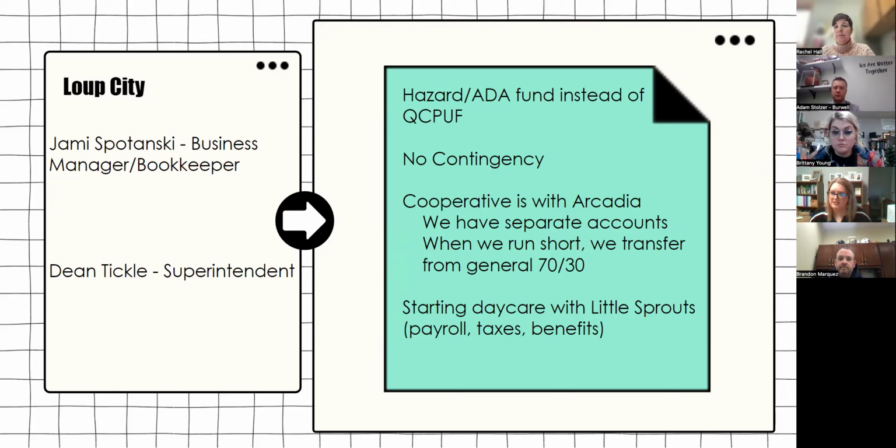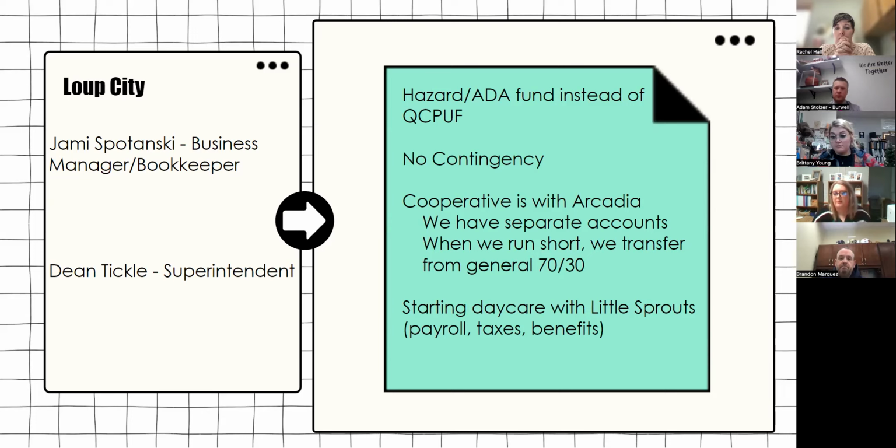I guess a couple other things, since we talked about it, I asked specifically about a couple of things, maybe not so much for this presentation, but just to continue that. She said instead of our QC Puff, we call it our Hazard or ADA Fund, which I thought was interesting that we just use a different title for that. And we do not have a contingency fund.